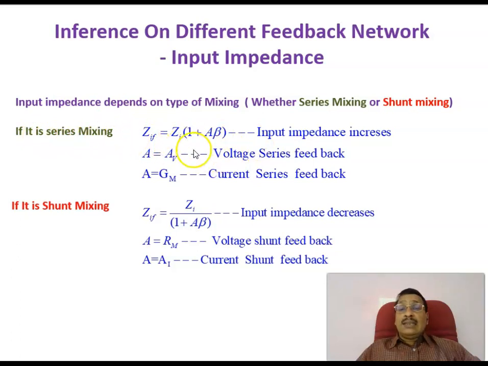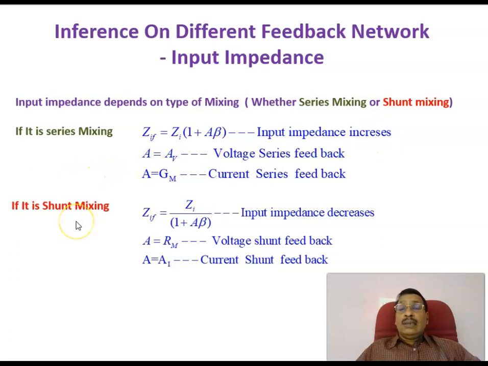In that case, if it is a voltage series feedback, this A will become equal to the voltage gain Av, and if it is a current series feedback, this A will become equal to the transconductance Gm. Generally, in a series mixing circuit, the input impedance is increasing. Therefore, the type of mixing will be deciding the input impedance.